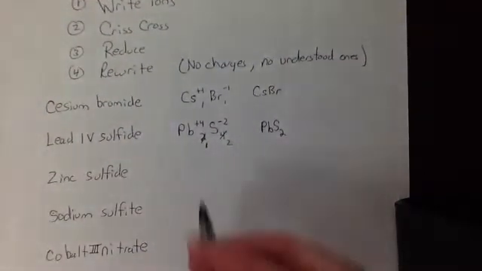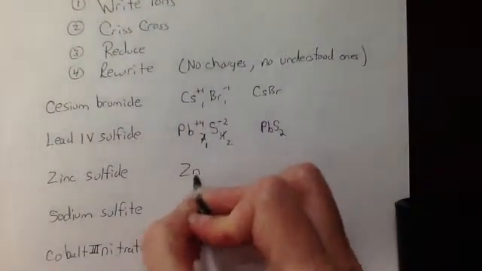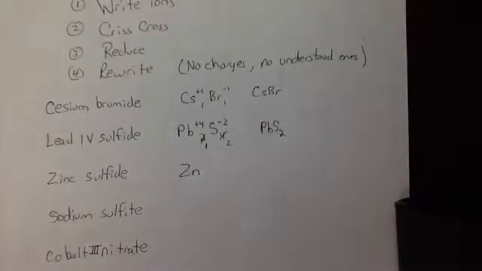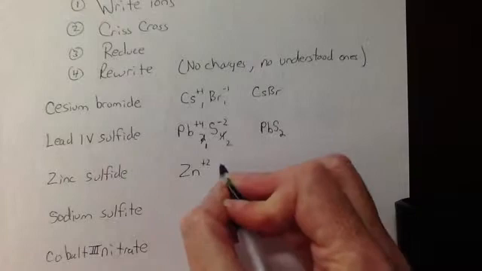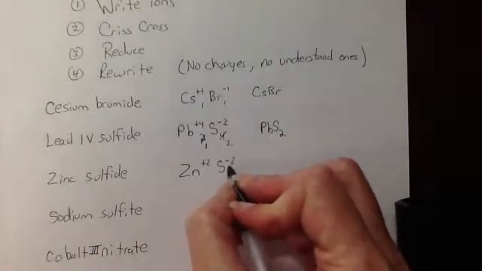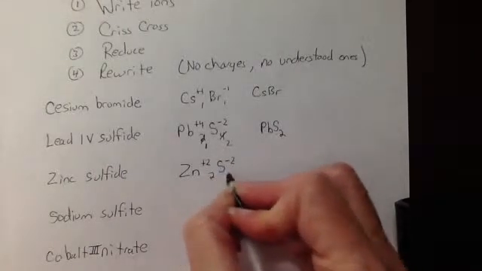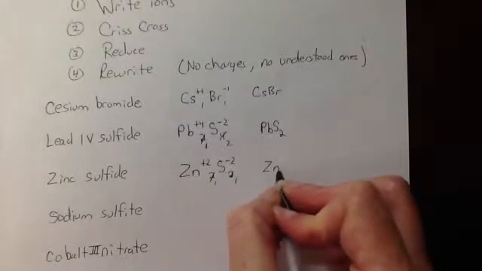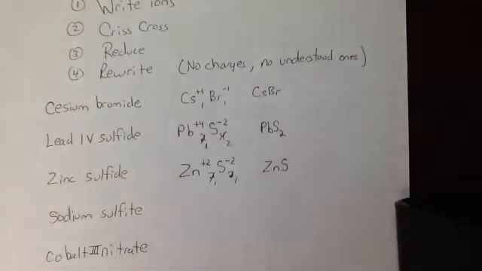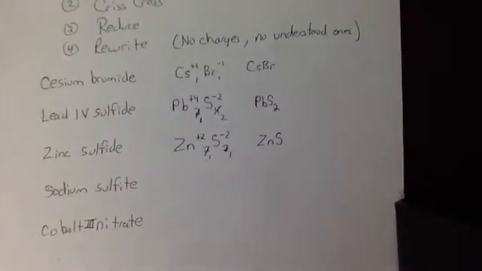Zinc sulfide. Zinc is a transition metal. It does not get a Roman numeral. You need to know that it has a +2 charge. Sulfide is S -2. You crisscross, and these will reduce. So when you rewrite it, though, you do not write charges. You do not write understood ones.